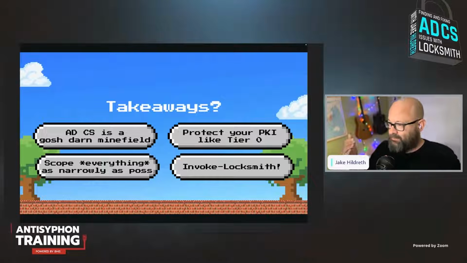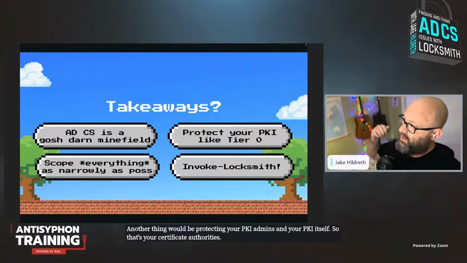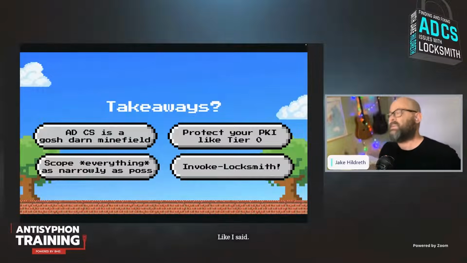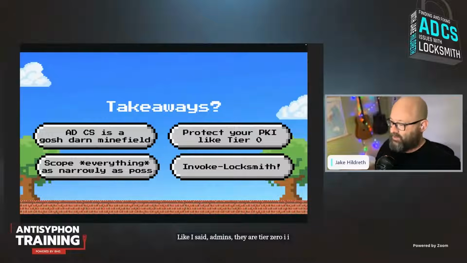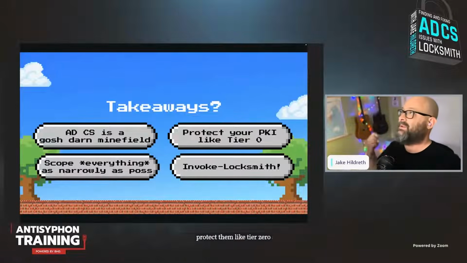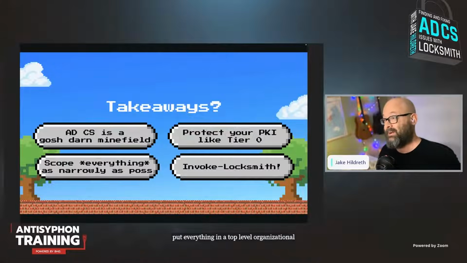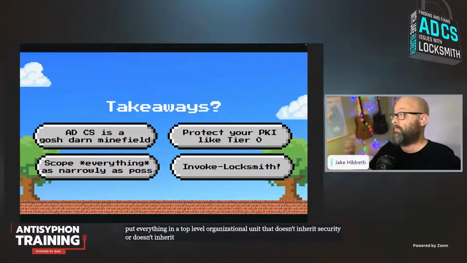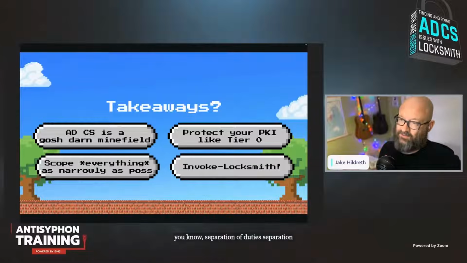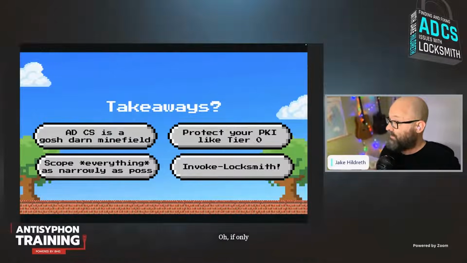Another thing would be protecting your PKI admins and your PKI itself. So that's your certificate authorities. Like I said, admins, they are tier 0. I know they may not be able to handle AD administration, but they can get there. Protect them like tier 0. So put everything in a top level organizational unit that doesn't inherit security from up above. Separation of duties, the whole thing, right? Adding things to the Protected Users group. Oh, if only somebody created a tool that helps you do that. I have one on my GitHub.